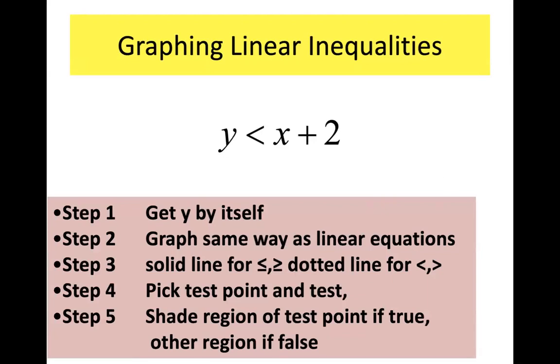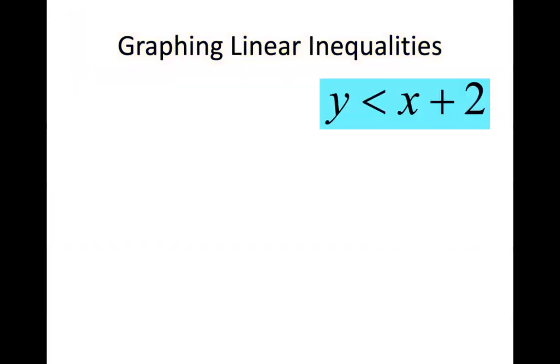Lastly, you're going to do something called pick a test point. You're trying to find out which region is true, where the answers lie, and you're going to shade the region that is true. Now, that won't make sense to you right now, but those are the steps. But after we do some examples, it should make sense to you. So watch me do this one.